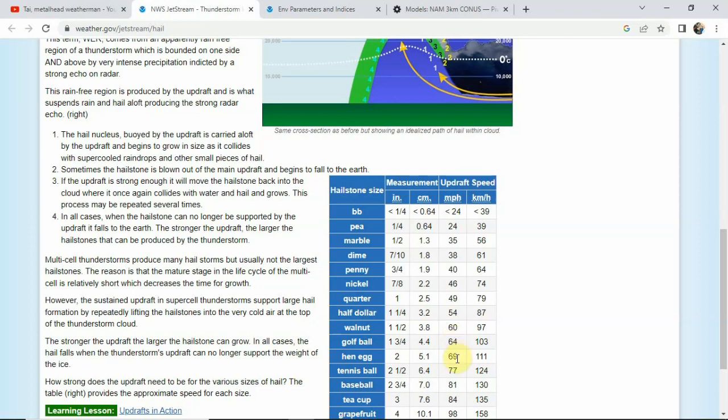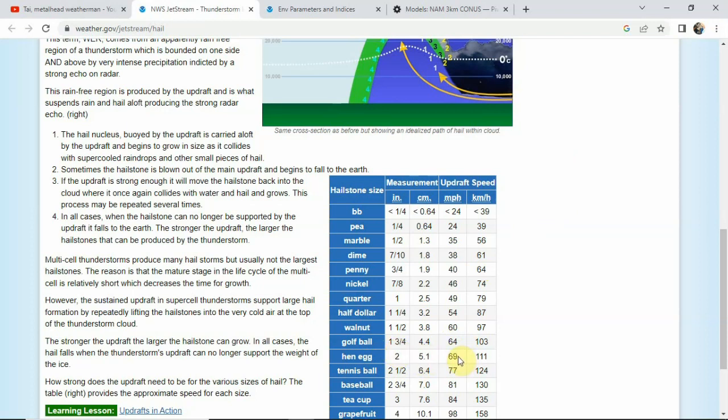Then you go to hen egg, which is about 2 inch hail. This is what you would classify as significant hail. So whenever you see me go on to the Storm Prediction Center page and look at the reports, when you see that little green number, and then there's a little backslash, and then you see a number next to that, that's significant hail. Anything above 2 inches is significant hail. But we'll go to hen egg size, where it's sitting at 69 miles per hour.